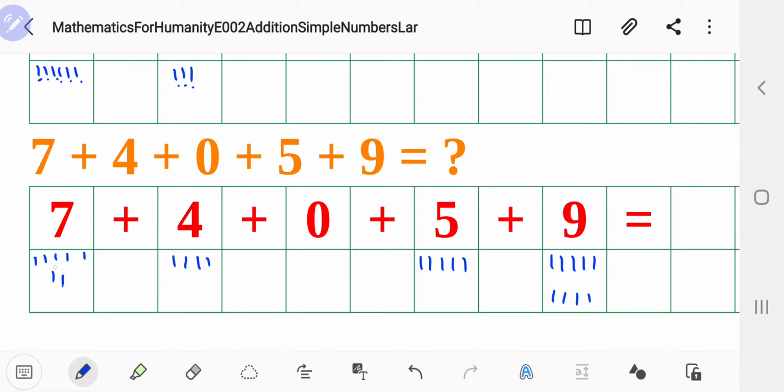put on the boxes. So here you have 1, 2, 3, 4, 5, 6, 7, 8, 9, 10, 11, 12, 13, 14, 15, 16, 17, 18, 19, 20, 21, 22, 23, 24, 25. So the answer is 25. Let's go to the next one.